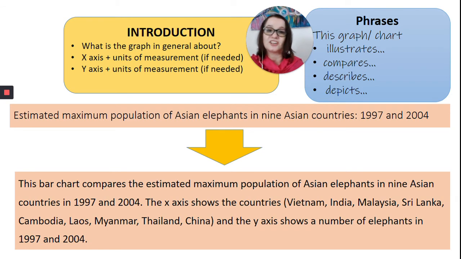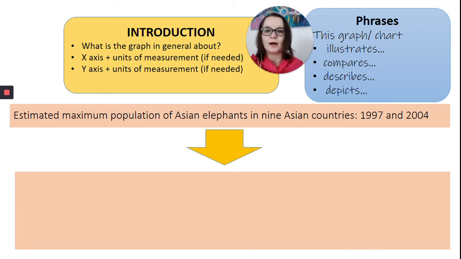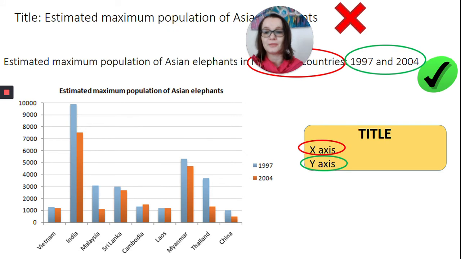Why? Let's take a look back at the graph. For the x-axis, it doesn't matter because these are the names of countries, with no units, no kilometers, liters, centimeters, or something, right? And for the y-axis, it's kind of clear that it's like 1,000 elephants, right? So here you can skip this point. The units of measurement are not that important. But let's talk about the example where the units of measurement are important.